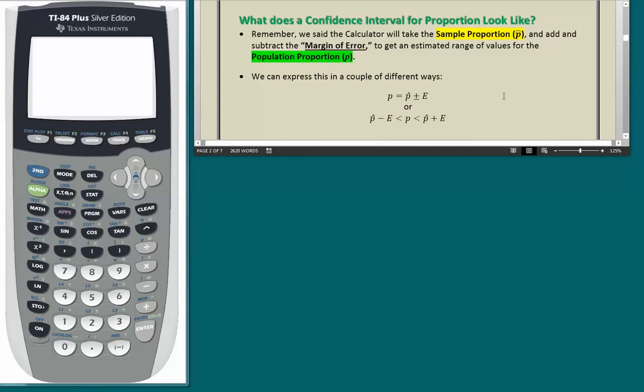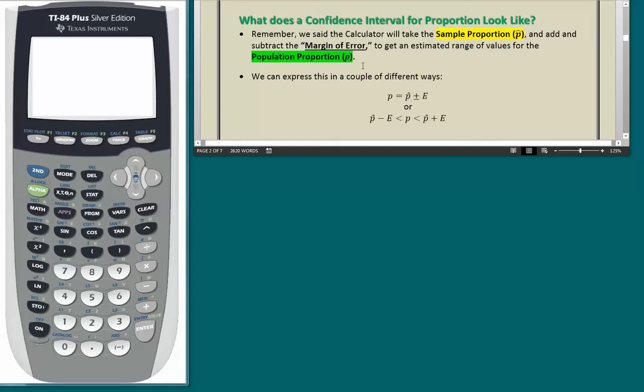And now before we actually do some problems, we're going to talk about what a confidence interval for a proportion looks like. Remember, we said that the calculator will take the sample proportion, p hat, and add and subtract the margin of error to get an estimated range of values for the population proportion, which is called p.